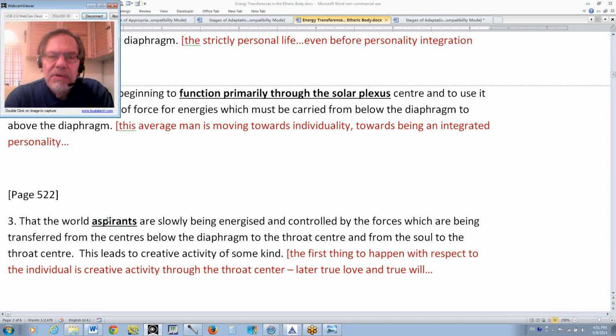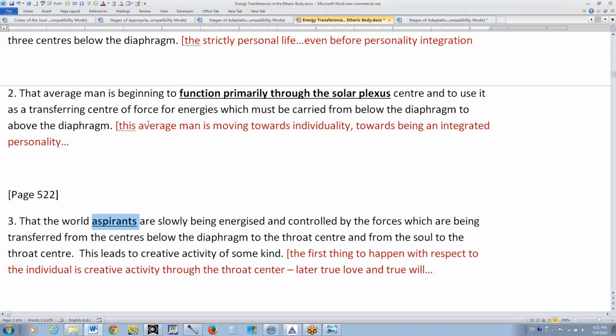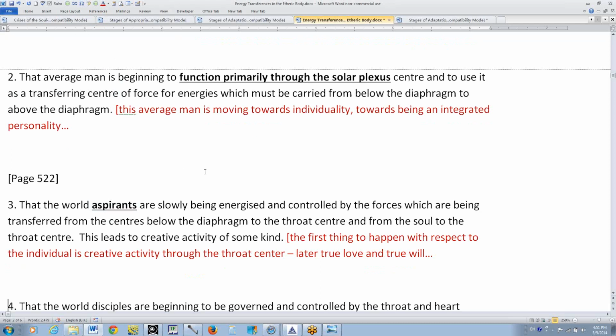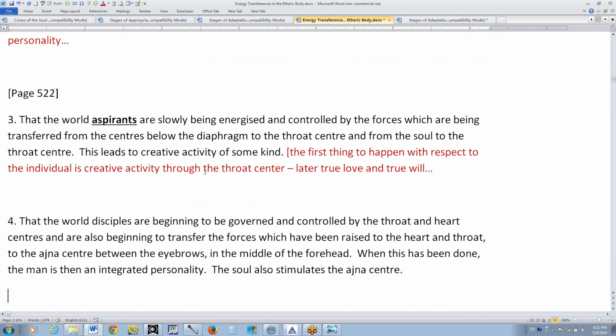initiation. So, okay, so we're basically talking about the centers below the diaphragm, the sort of clearinghouse of the solar plexus, and the movement towards the throat center, which is, let's just say, the integrating personality is going to use that throat center, and it's one of the first things that a personality gradually coming to itself exercises, the throat center.